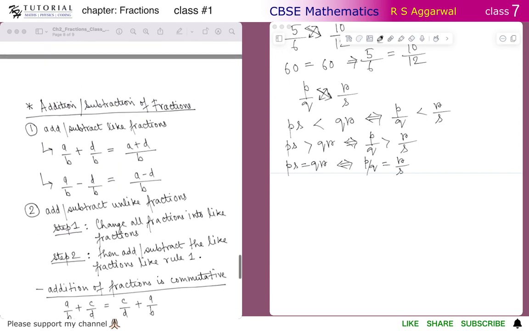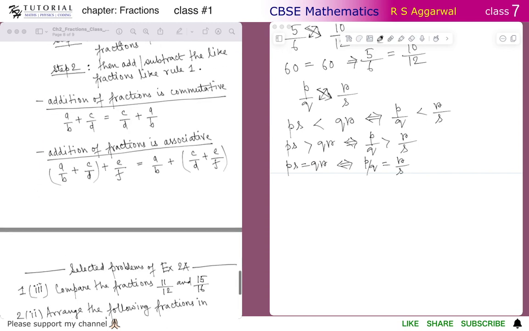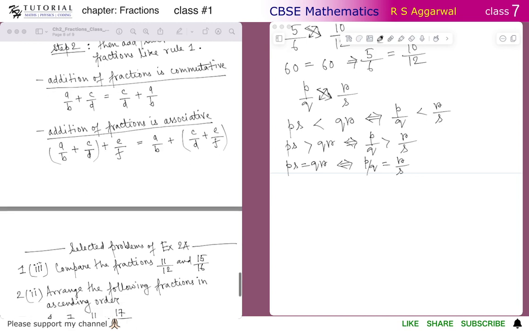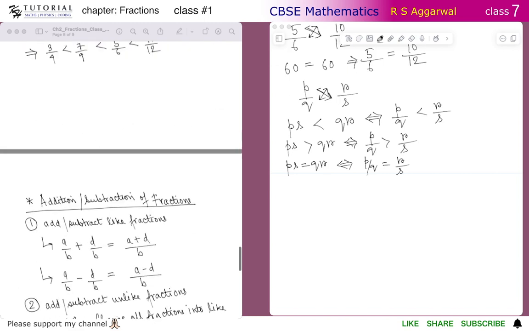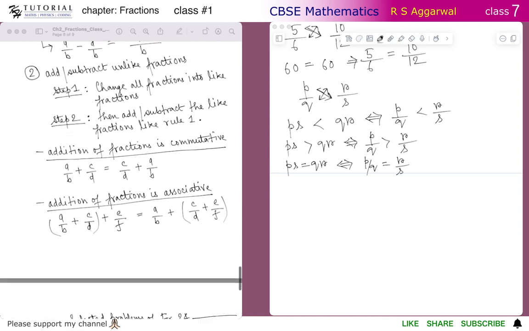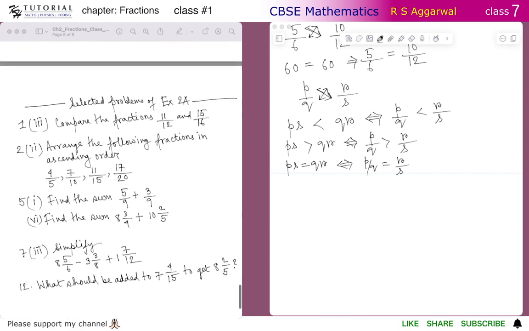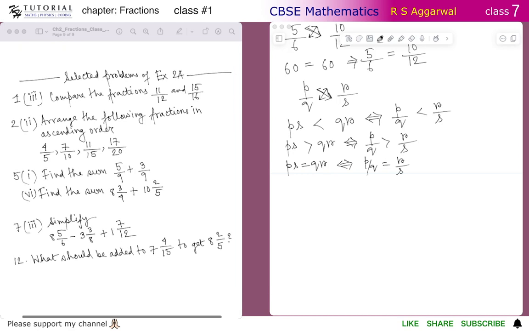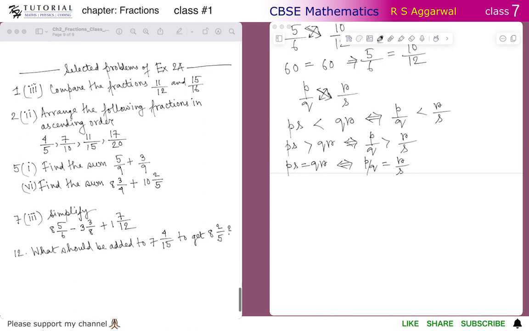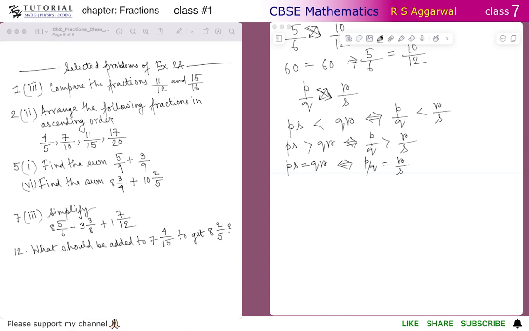Okay, that was a discussion on the theoretical part of the topics that we will cover in this class number 1. Let's try to apply these concepts in solving some selected problems from the textbook of RS Aggarwal. So, this is exercise 2A. I have also mentioned the question numbers. So, let's solve the problems of exercise 2A.